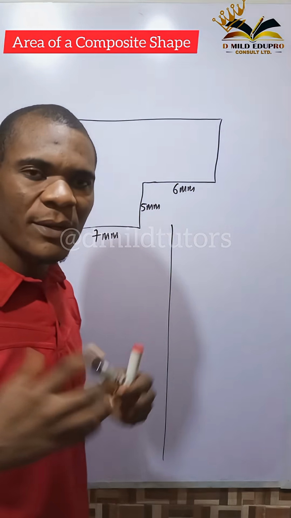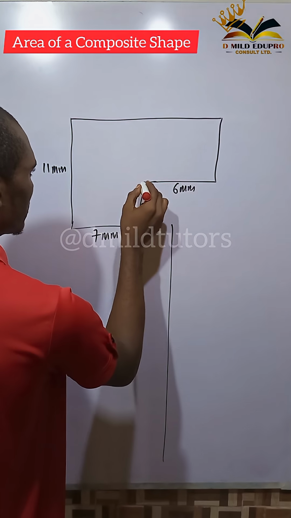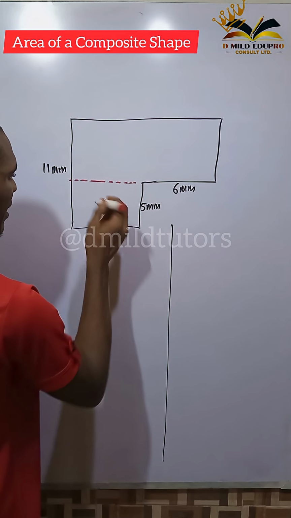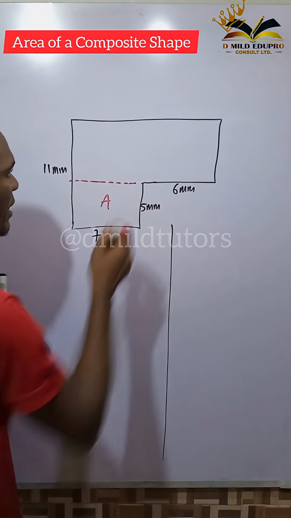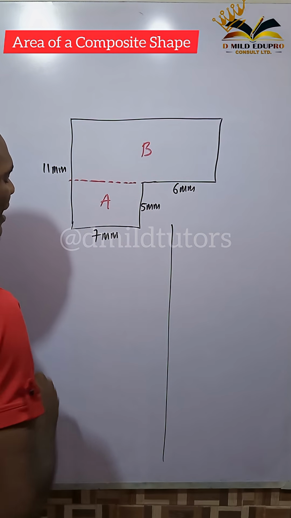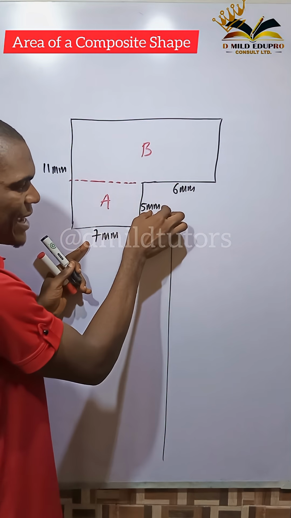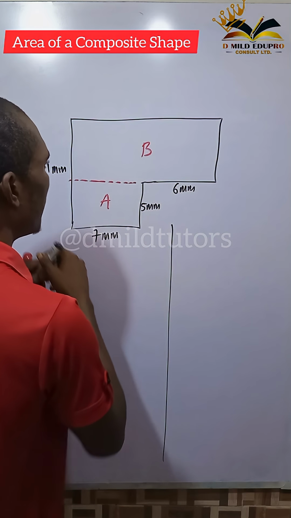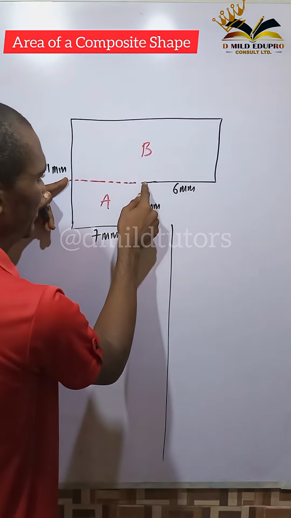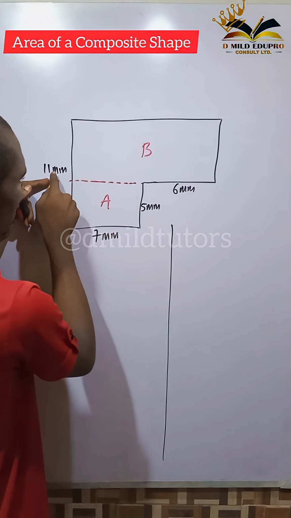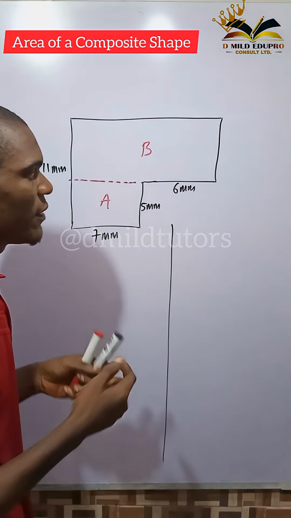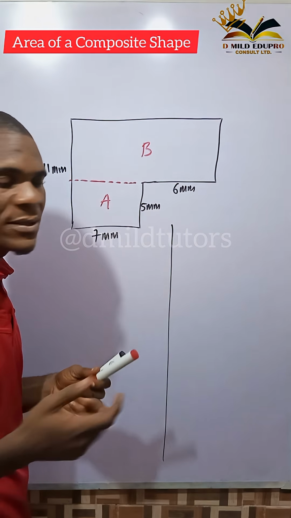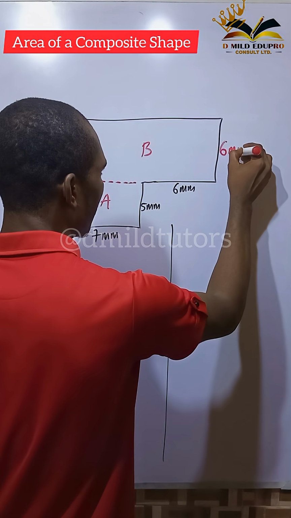Now, if you want to partition the shape, you can partition it from this point here. So what that means is that you have this shape here. Let's call this the rectangle A, and let's call this the rectangle B. Rectangle A has this base and this height. Then for rectangle B, if this point to this point is 5, then you subtract 5 from 11, and whatever result you have will be this height. So 11 take away 5 is 6. So here is going to be 6 millimeter as well.